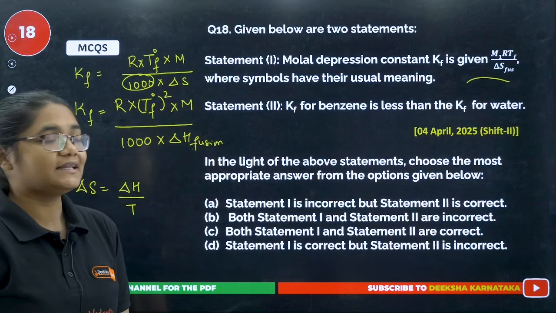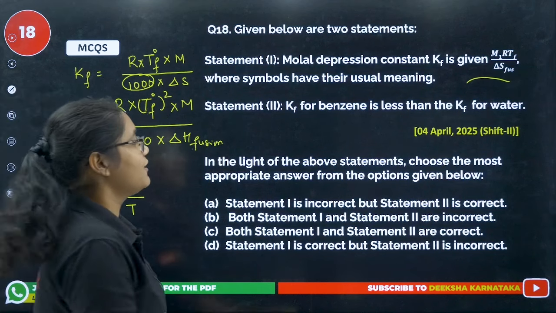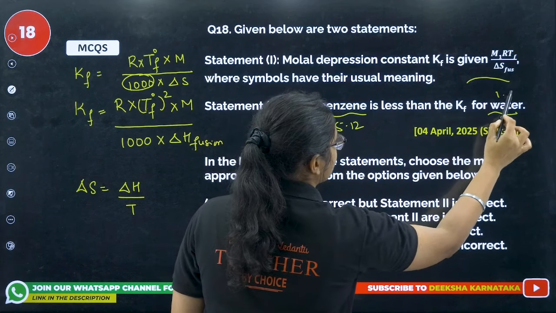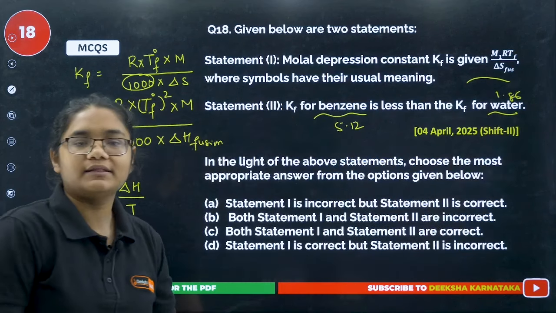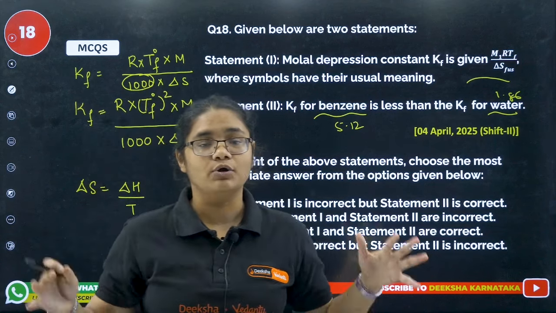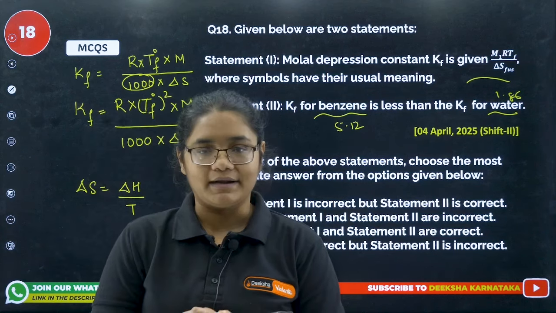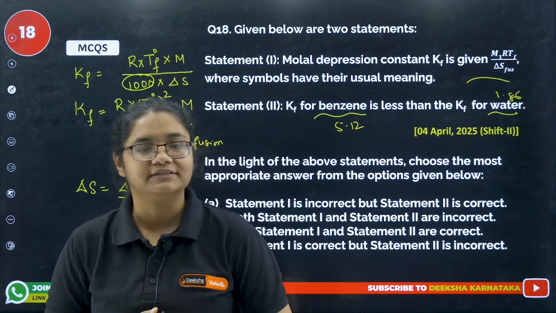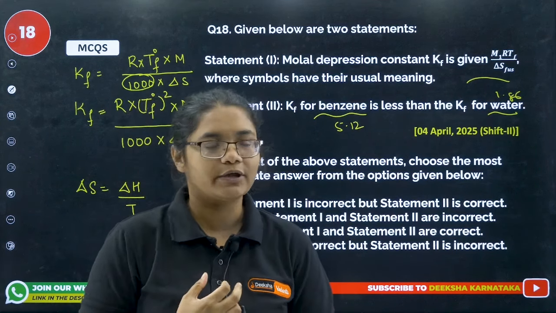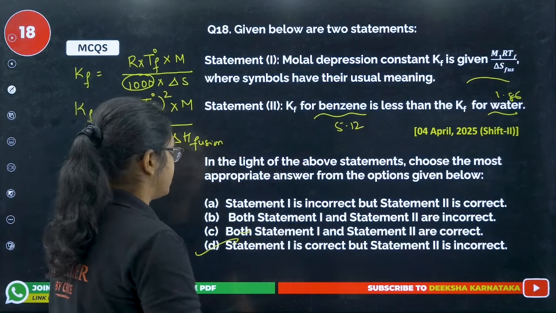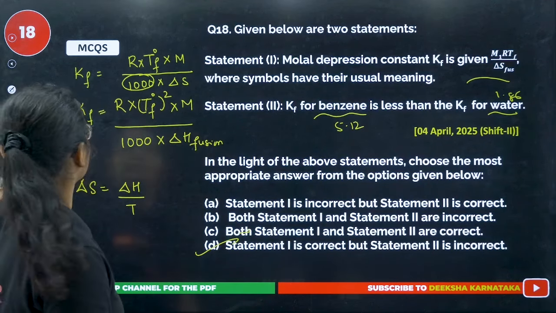Kf for benzene is less than that of Kf for water. So Kf for benzene is something like 5.12 and for water it is 1.86. Now you may think, ma'am, how to remember these values, or do we have to remember? See, when you solve a lot of questions, it will come automatically. You don't have to remember. In every question the Kf value is given, so you will get used to it. So this statement is wrong. So 1 is correct and 2 is wrong. That is option number D here.